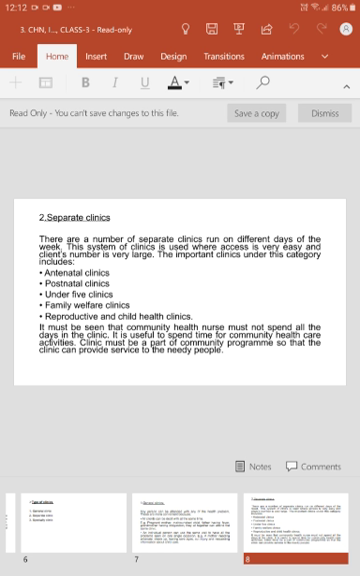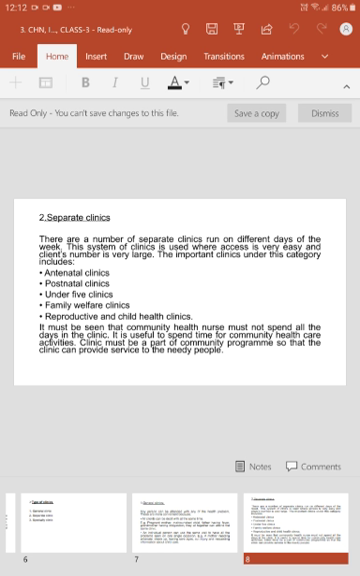Individual clinics will be there. For example, separately for pregnant ladies, we call it an antenatal clinic. After the delivery they can go to the postnatal clinic. So separate individual attention can be given from the particular clinics. That's why they have made separate clinics. So it's the second type of clinics.